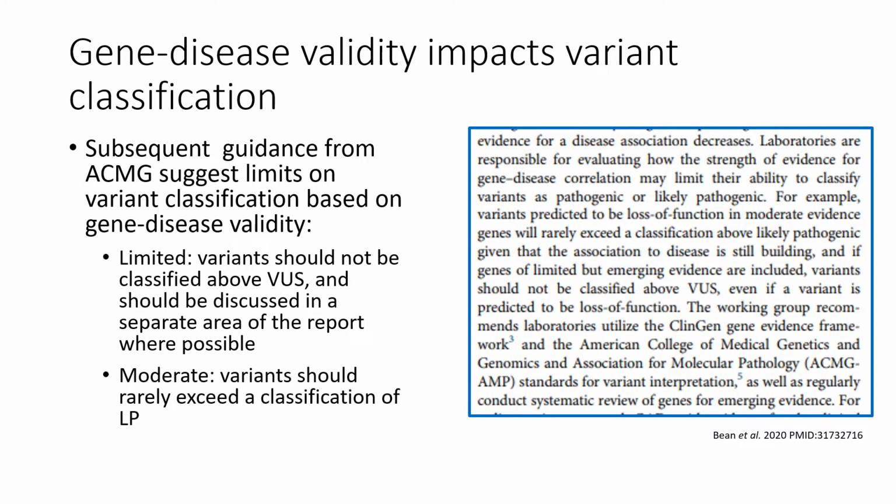Later guidance from ACMG suggests other limits on variant classification based on gene disease validity. In addition to the prior recommendation that variants in genes with limited evidence not be classified above VUS, they also suggest that genes with moderate evidence should rarely exceed a classification of likely pathogenic, given that understanding of the gene-disease relationship is still evolving. Overall, the strength of evidence supporting a gene-disease relationship has direct implications for the classification of variants within that gene.